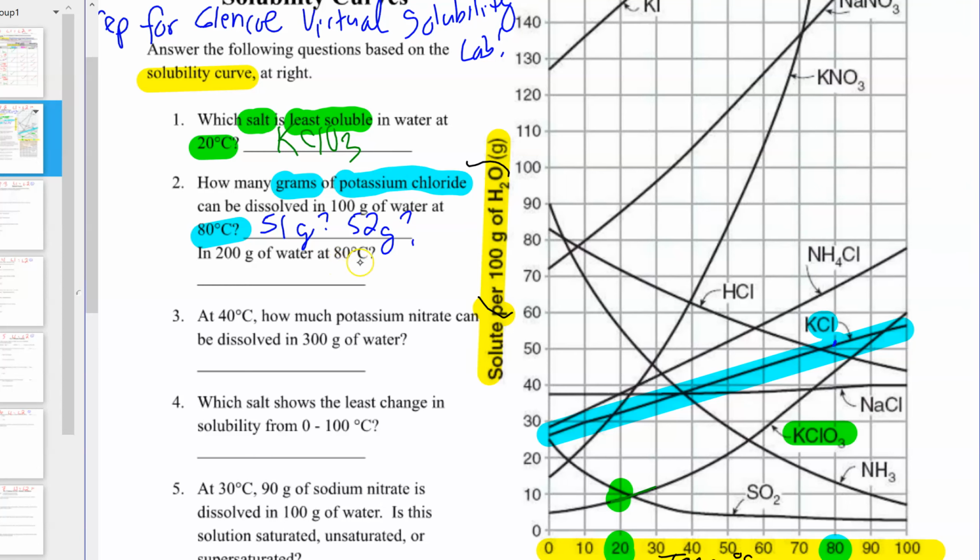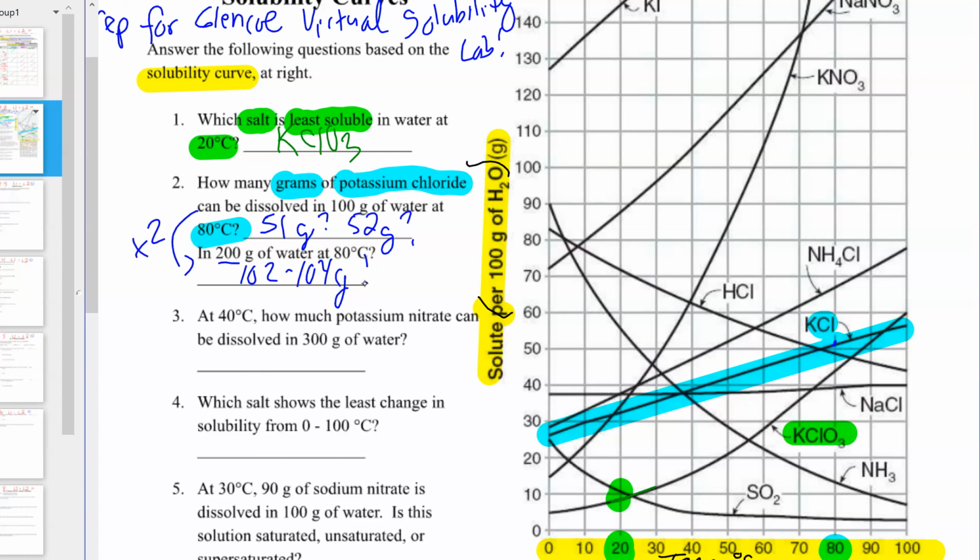We're keeping the temperature the same, but they doubled the size of the pot. They doubled the amount of water there is. So just think logically. If you can dissolve 51, 52 grams in 100 grams, what if it was 200? What if it doubled? Take a second and think. What should the answer be? If you said 102 to 104 grams, you're correct.